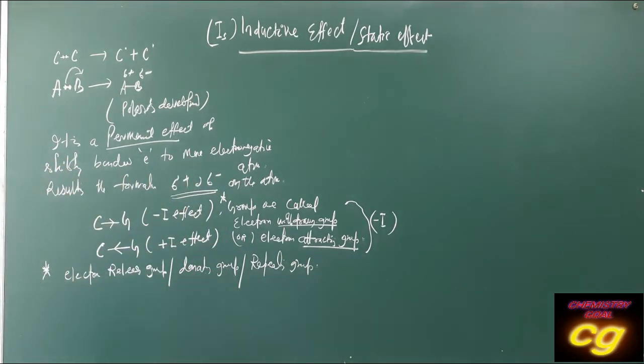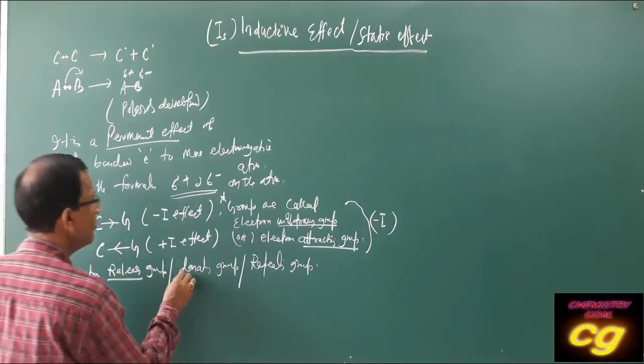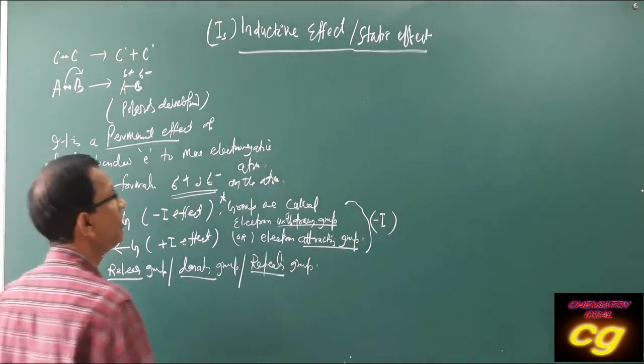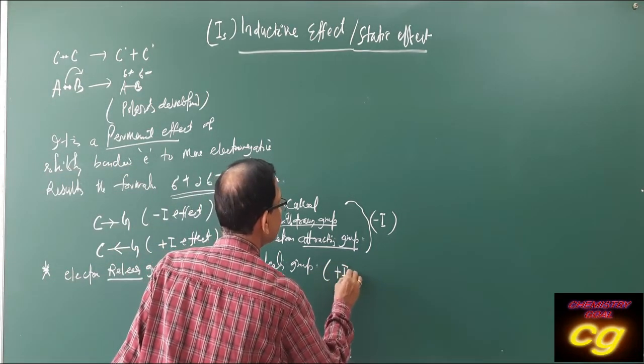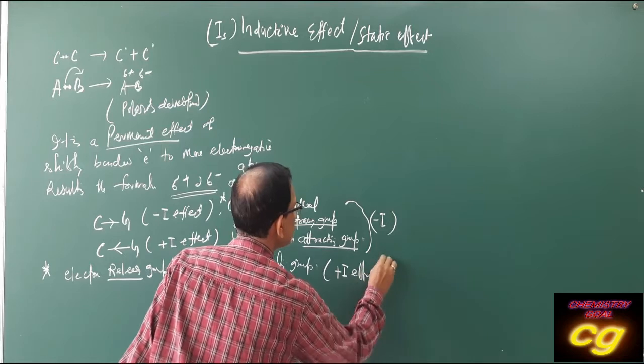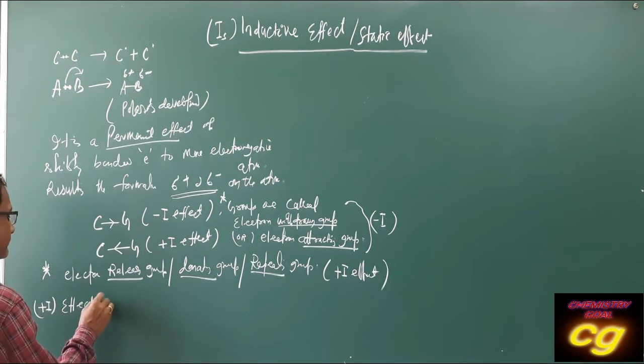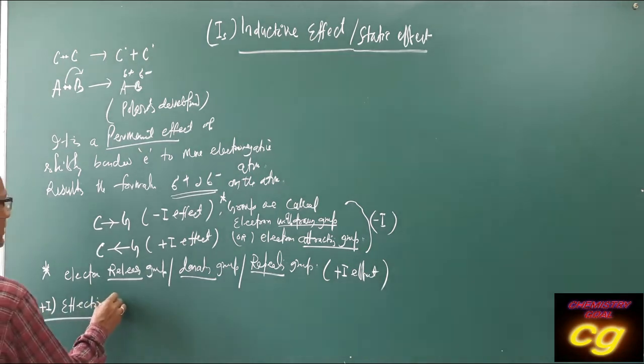Electron repelling groups have three names: releasing, donating, and repelling. All are the same, and all are called plus effect. Now we will discuss what are plus affecting groups and what are minus affecting groups.